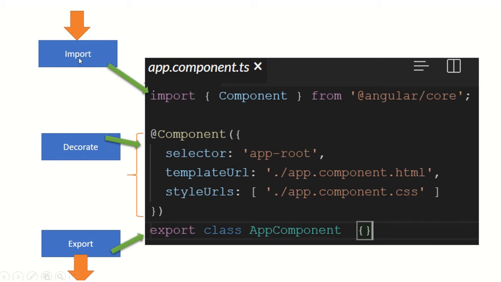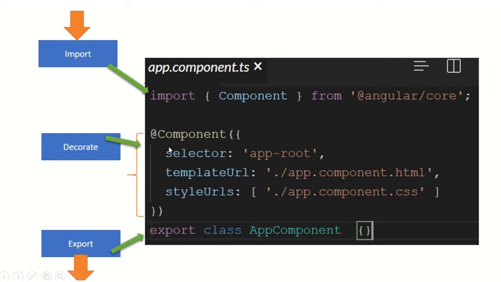Component is import, decorate and export. So basically a component is exporting a class, the class name it is exporting, and it is importing Component from Angular core, because it is used here. If I remove this, we cannot use this decorator. So this decorator is coming from the Angular core library. Okay, so import, decorate and export, that is the basic concept.